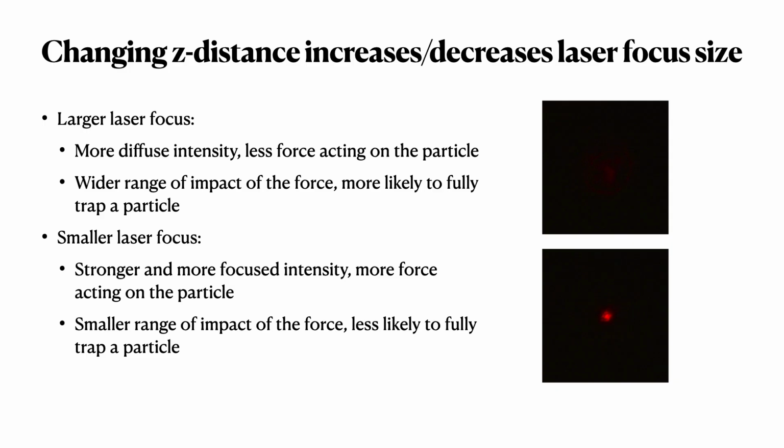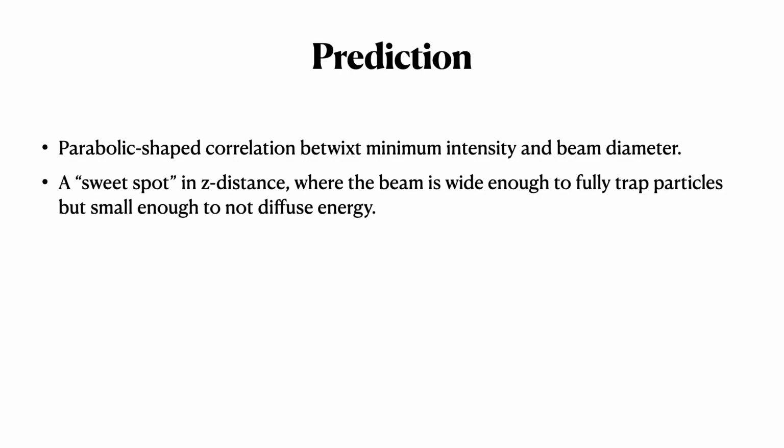With this in mind, we predicted that there would be a parabolic-shaped correlation between minimum intensity and beam diameter. Essentially, there would be a sweet spot in z-distance where the beam is wide enough to fully trap particles but small enough to not diffuse intensity.